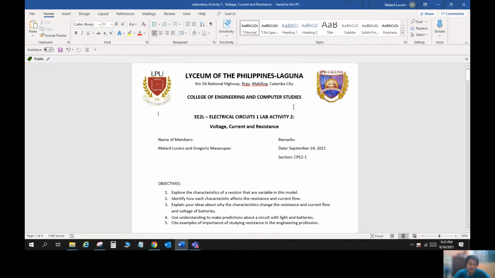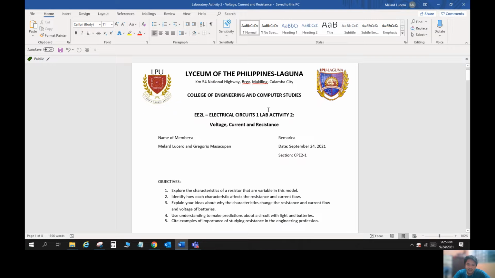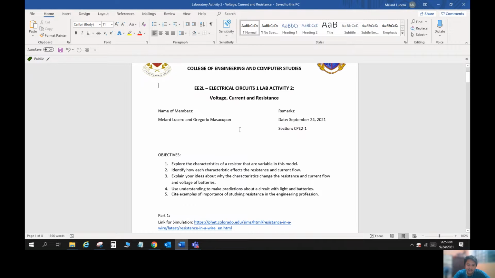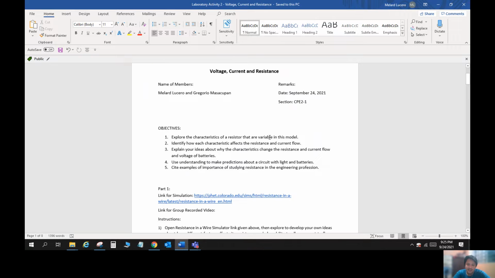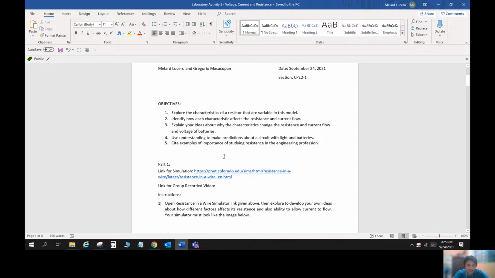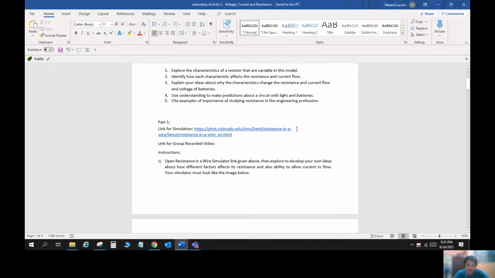So we have here the instructions and guidelines for this activity. The objectives are to explore the characteristics of a resistor that are variable in this model, and identify how each characteristic affects the resistance and current flow. Explain your ideas about why the characteristics change the resistance, current flow, and voltage of batteries. Use understanding to make predictions about a circuit with light and batteries, and cite examples of the importance of studying resistance in the engineering profession. So let us go with part one of this activity.